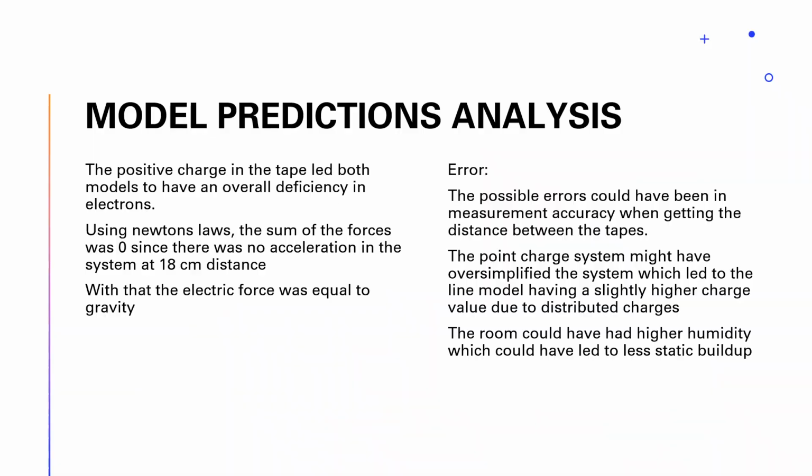As for the model prediction analysis, the positive charge in the tape led to an overall deficiency of electrons. This was shown in both models. Some of the potential errors were that the measurement of the distance could have been wrong, which could have led to the charge being calculated wrong. The point charge system was a little bit more oversimplified than the line model, which led to the line model having a higher value due to the distributed charges, and the humidity of the room could have affected it, since higher humidity would lead to less static buildup.